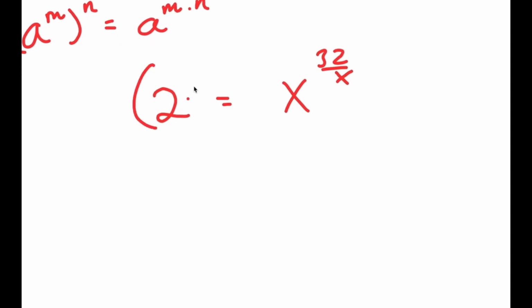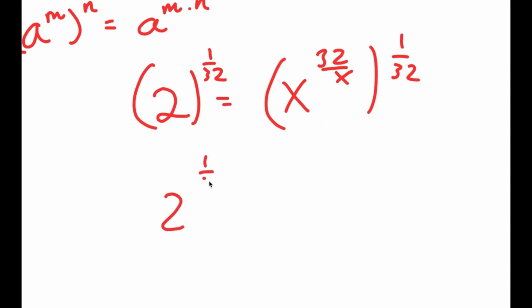Now, from here, I'm going to take the power of 1 over 32 on both sides. And if you guessed, we're doing this to get rid of this 32 on my right-hand side. So for my left-hand side, I just have 2 to the power of 1 over 32. For my right-hand side, these two are going to cancel out, so I get x to the power of 1 over x. That's all that's remaining.